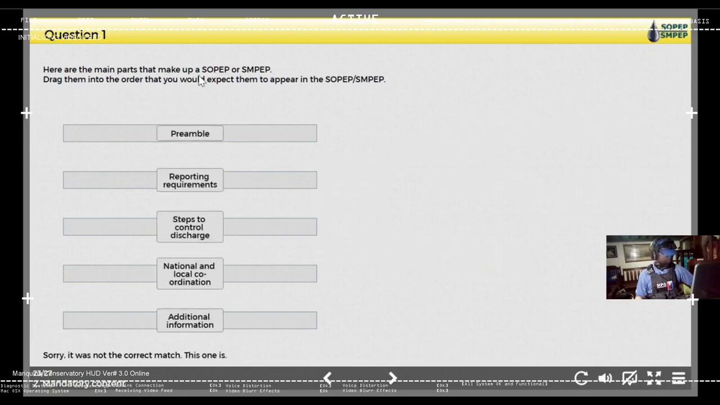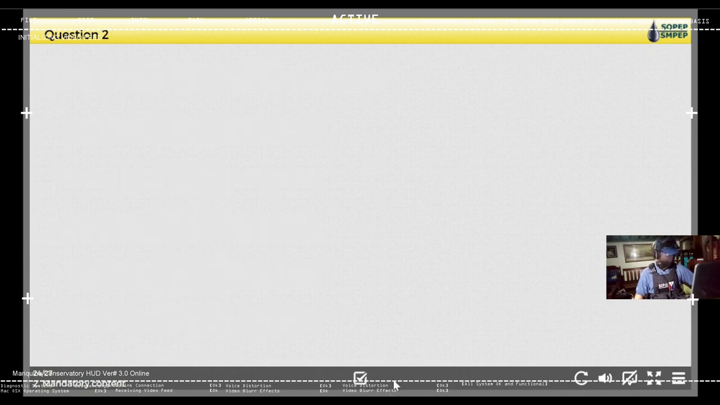So these are the main parts that make up SOPEP or SMPEP. So first is preamble, reporting requirements. The next steps to control the discharge, and third or fourth will be the national and local coordination. And number 5 is additional information.